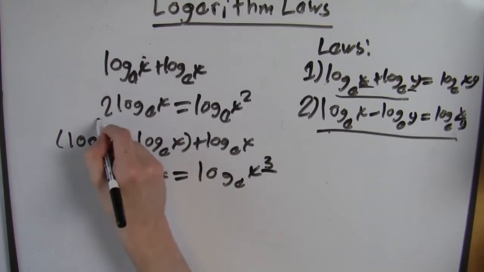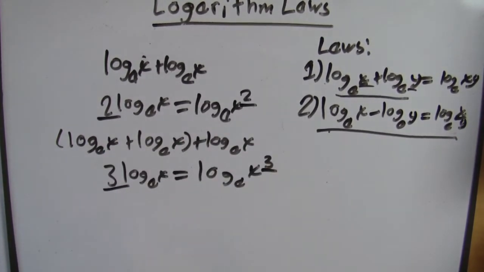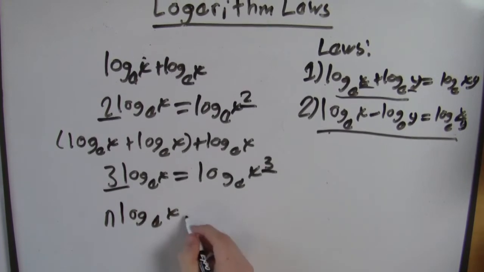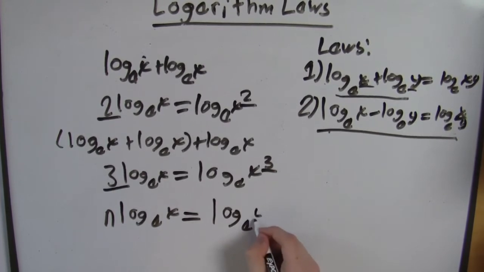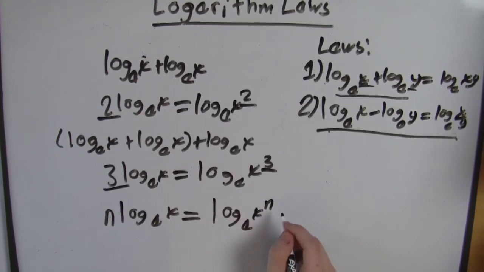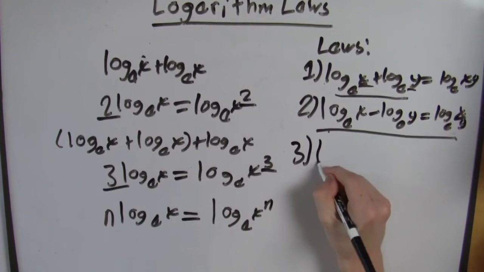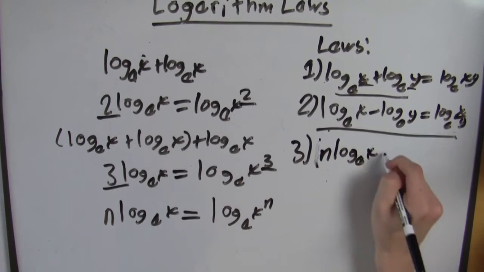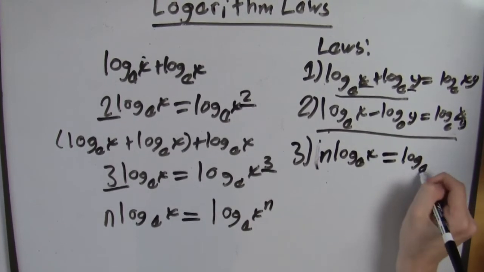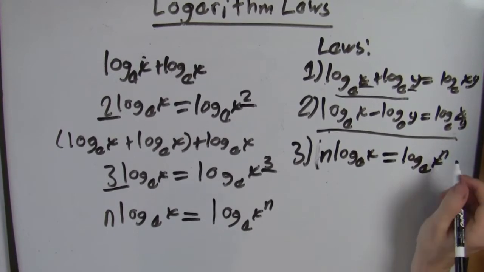And we start seeing a pattern in these numbers, and we can generalize it. We can say for any value, if we have a number n times log a of x, where all of these are variables, they can be any given number, well, that's the same as log a of x to the n, right? That's the same as that. We have another law to add: n log base a of x equals log base a of x to the n.